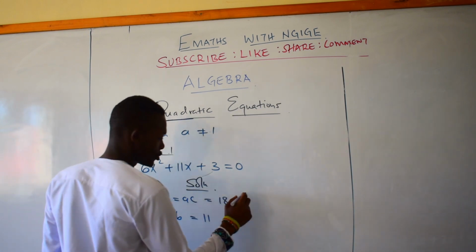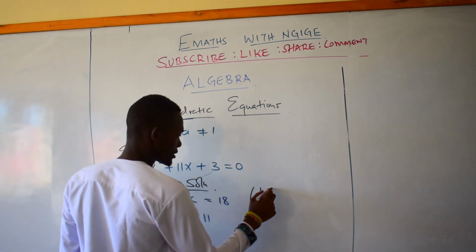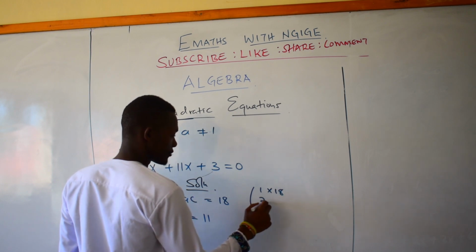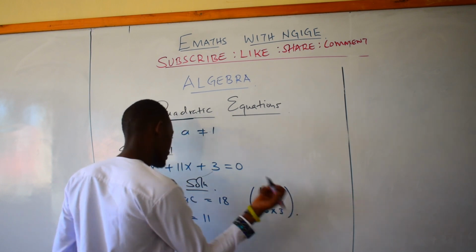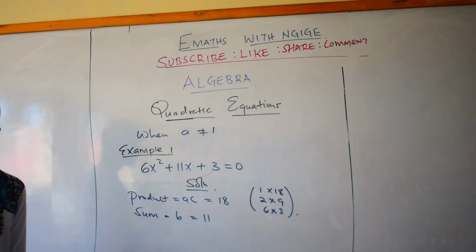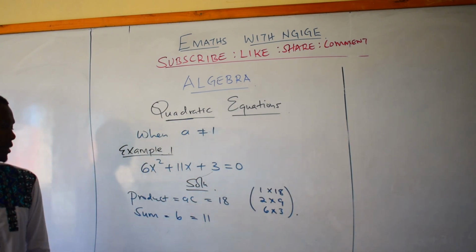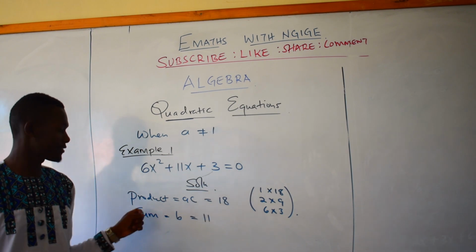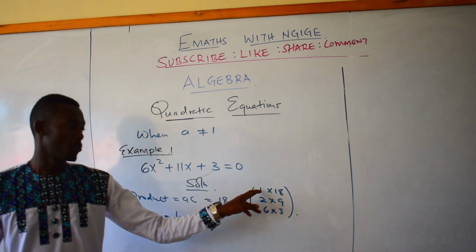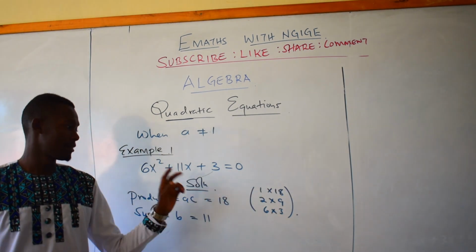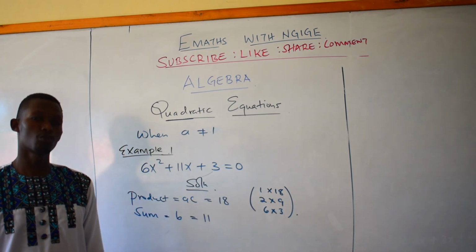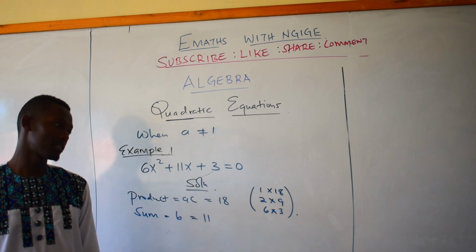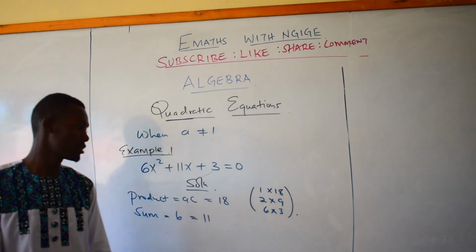Now again, use the product to find the two terms. What do you multiply to get 18? We have 1 times 18, 2 times 9, and 6 times 3. Now let's combine the two terms and see which one satisfies these two conditions. 1 times 18 is 18, but 1 plus 18 is not 11. Even if you make one of them negative, it still does not satisfy the condition.